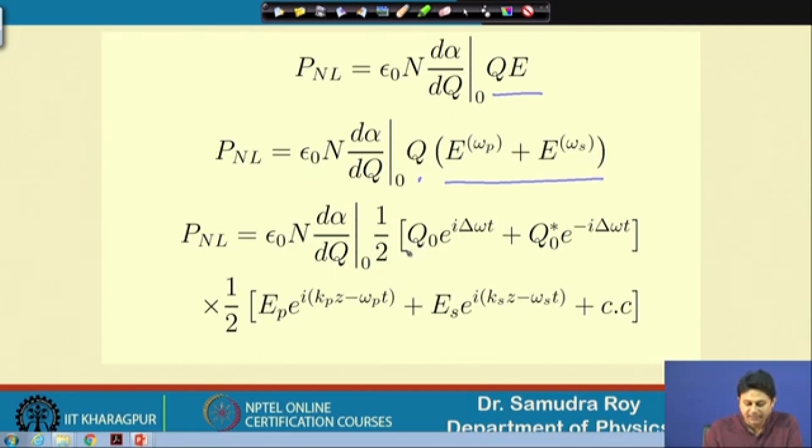So, now I write the extended form of Q, which is half Q0 delta omega t, Q0 star delta omega t with a negative sign, with i, EP e to the power i Kp z minus omega t, Es e to the power i Kz minus omega t, plus complex conjugate. So, I write the total form of Q, I write total form of E, and then I am going to multiply that. Before multiplying, you should note that how many different frequency component P nonlinear should have. Here we have delta omega, and when it is multiplied with EP, we have omega p.